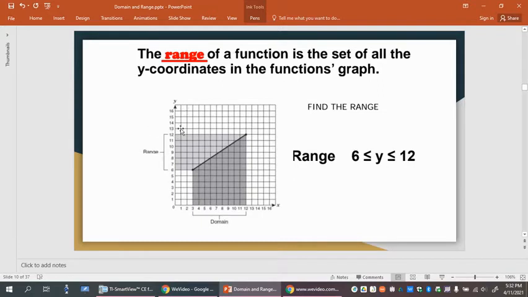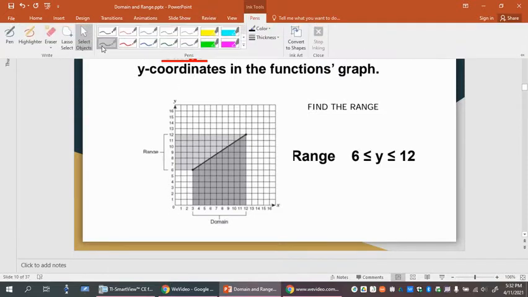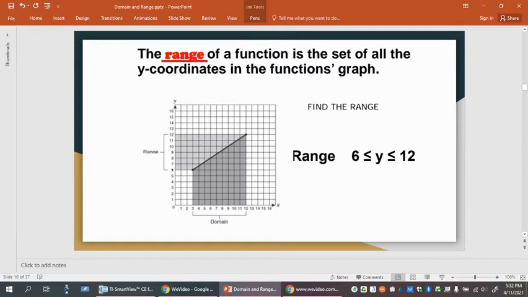So the range, again, we would look at our y-axis. So we want to go to our y-axis on this side here. We're going to see that the function goes from 6 to 12. This line segment has any value between 6 and 12, and again, is continuous. So for range, we're looking for the y values of that function.